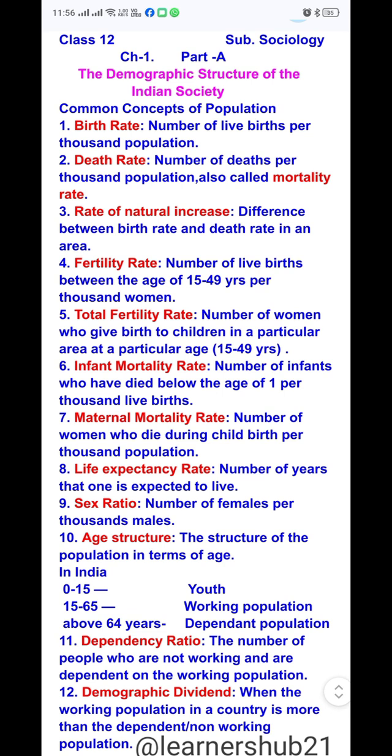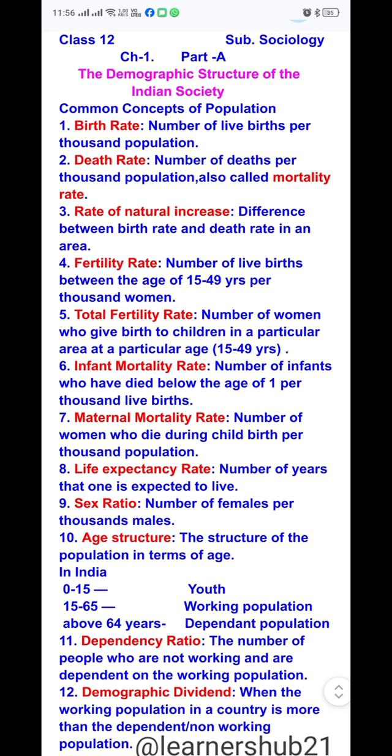Next is the maternal mortality rate. If a mother dies while giving birth to a child, then we count the number of women who die during childbirth per thousand population, and that is known as MMR. In full form, we call it maternal mortality rate.